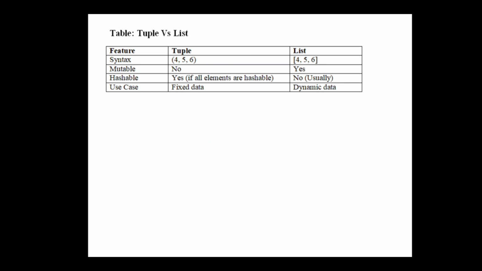In Python, an object is hashable if it has a hash value that remains the same during its lifetime. And use case, fixed data for tuple, and list is dynamic data type.